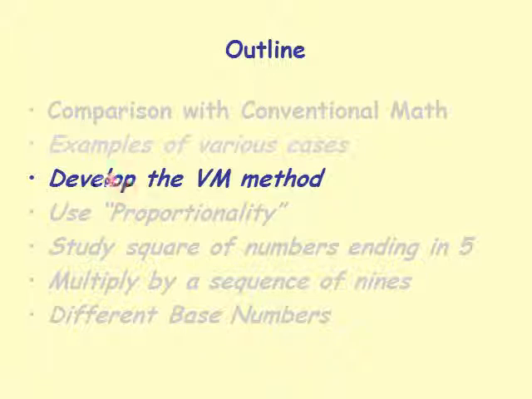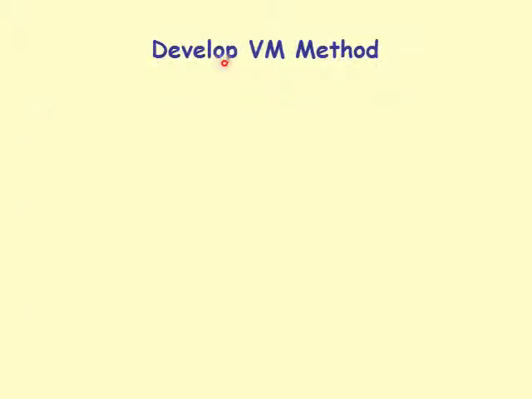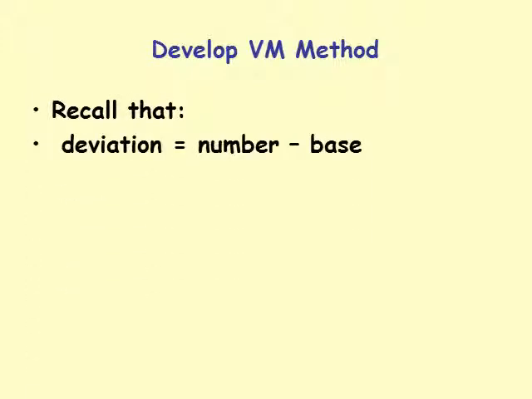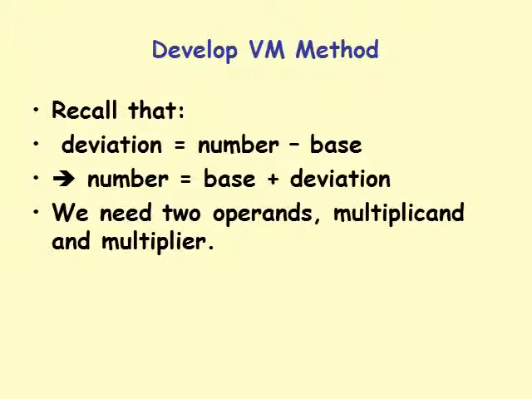Let's go to the next section. In the next section we will develop this method we just used, and prove that the method we use has a basis. Okay, let's do the method we just used. Recall that deviation is number minus base. To compute the deviation, we subtract the base from the given number. So that number must be base plus deviation. We need two operands: one is the multiplicand and the other is the multiplier.